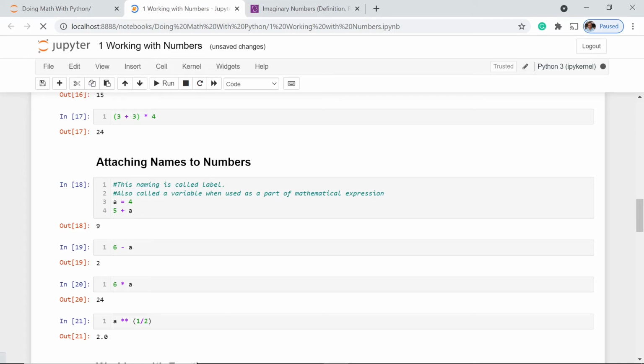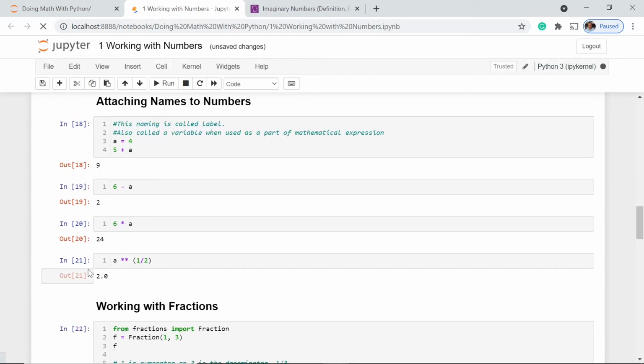So 6 minus a will give us 2, because we have already given the value of 4 to a. So 6 minus 4 becomes 2. 6 times a, or 6 times 4, gives us 24. Now a, which is 4, raised to the power of 1/2, or in another way, the square root of 4, gives us 2.